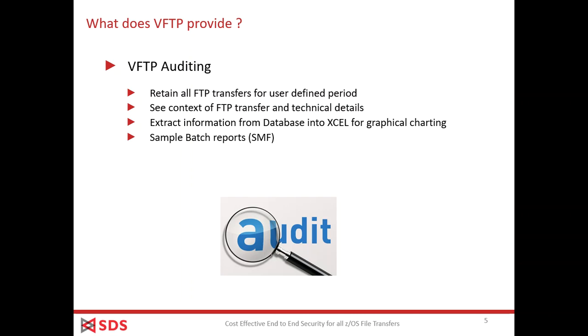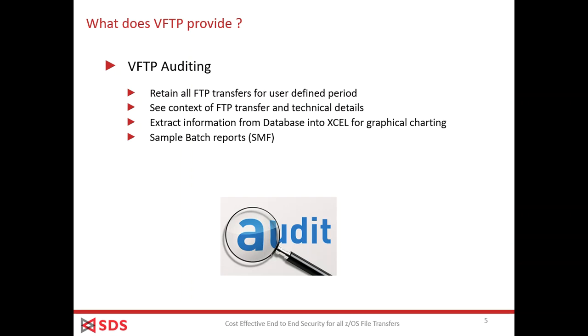So if somebody came to you and said, we need to know what happened on the 1st of January 2015 between 8 o'clock and 9 o'clock in the morning, simply go to the VFTP user interface, plug in the date and time, and you will have that information immediately. Nice utility that comes with the product from a reporting point of view.